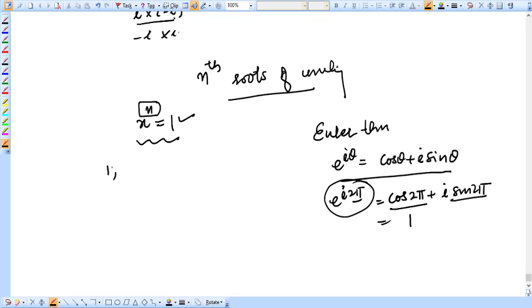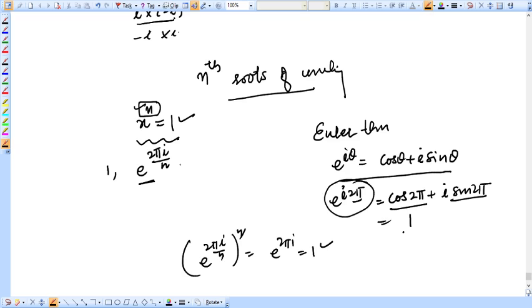First root is 1, second would be e^(2πi/n). If you place this here, what do we get? We get (e^(2πi/n))^n. It is equal to what? The n cancels, e^(2πi), which is equal to 1, as we did here. So this is a root of the given equation.